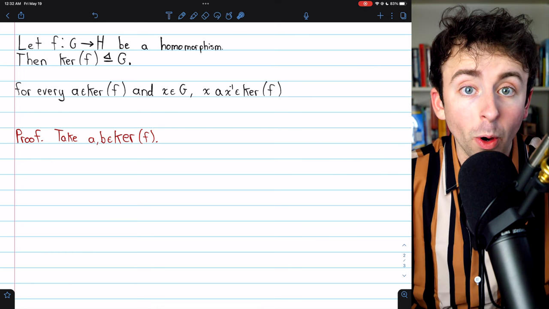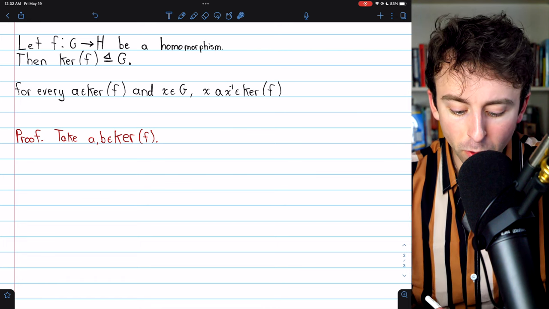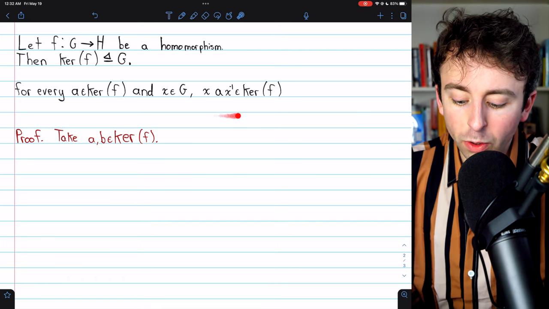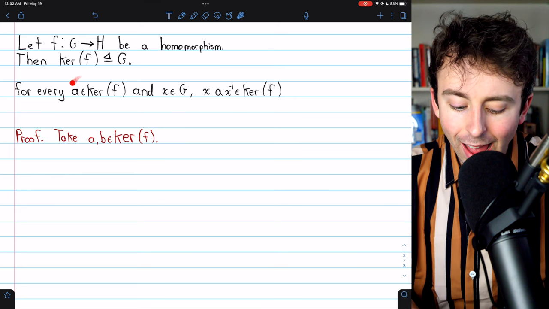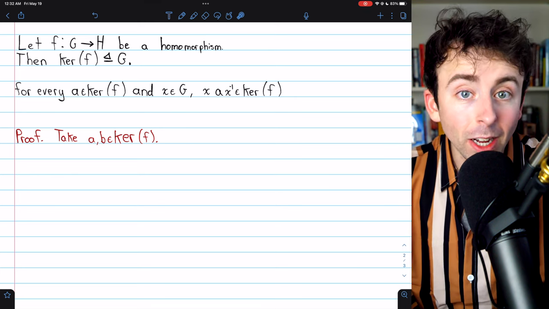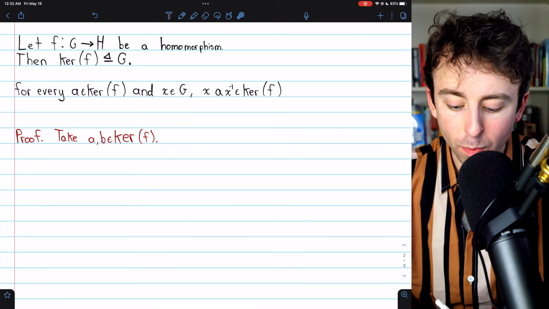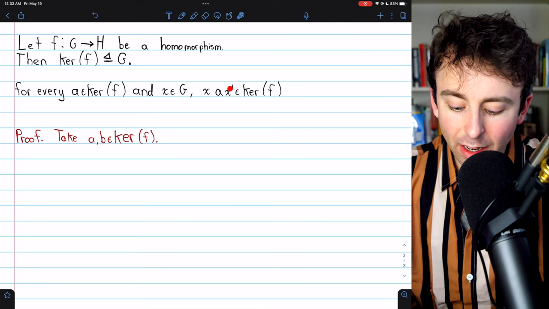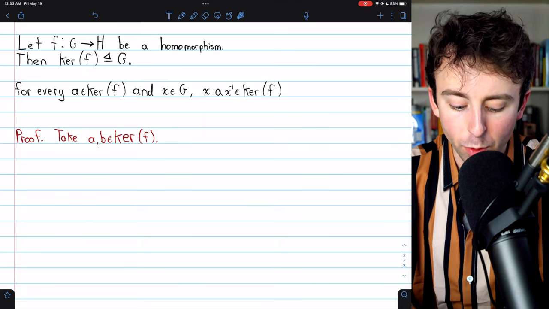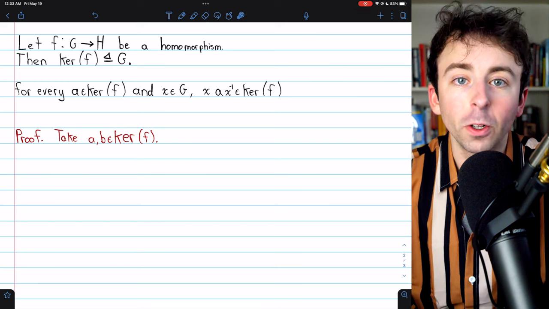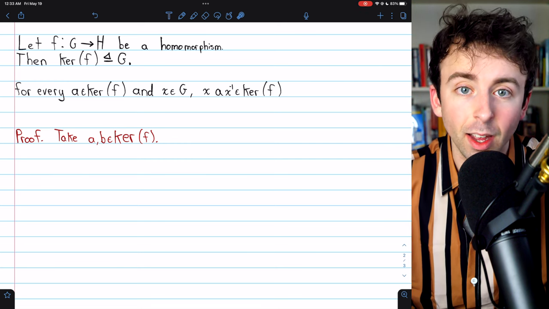We'll have to prove, of course, that it is a subgroup, but to prove further that it's a normal subgroup, we'll need to prove that it's closed with respect to conjugates, which means for any element A from the kernel, it must be the case that for any element X from the group G, X A X inverse is also in the kernel. That's what we'll have to prove to establish that the kernel is a normal subgroup, though of course we'll first need to prove that it is a subgroup at all.